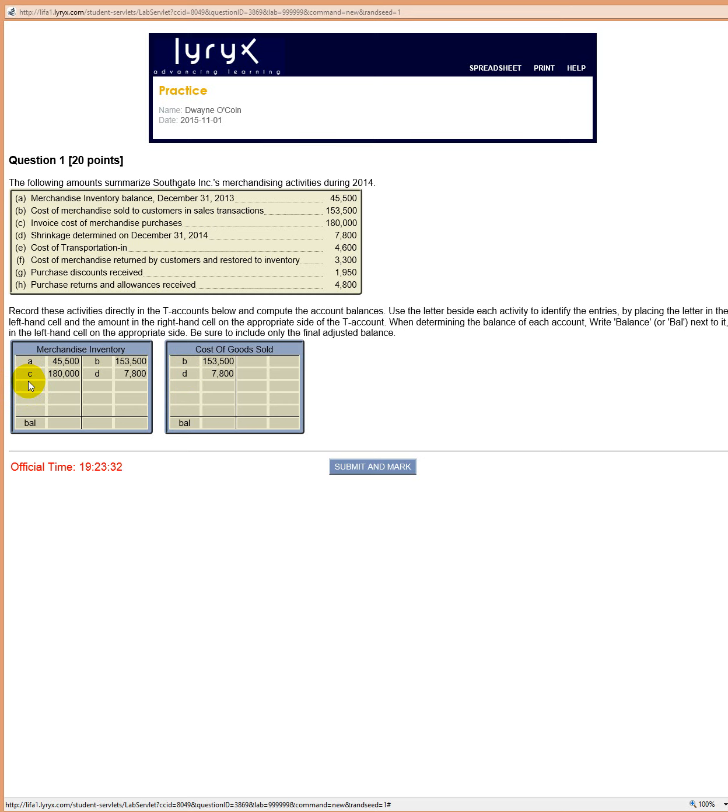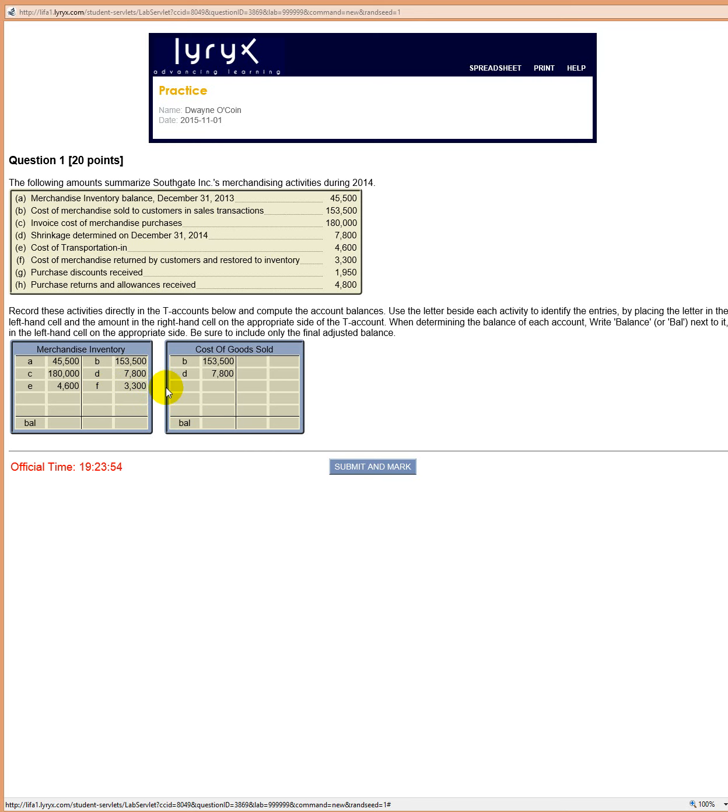The next item is cost of transportation in. All of the cost to get the inventory in place ready for sale needs to be recorded here. We call that the laid down or laid in cost. The cost of merchandise returned by customers and restored to inventory is transaction F, and that's for 3,300.